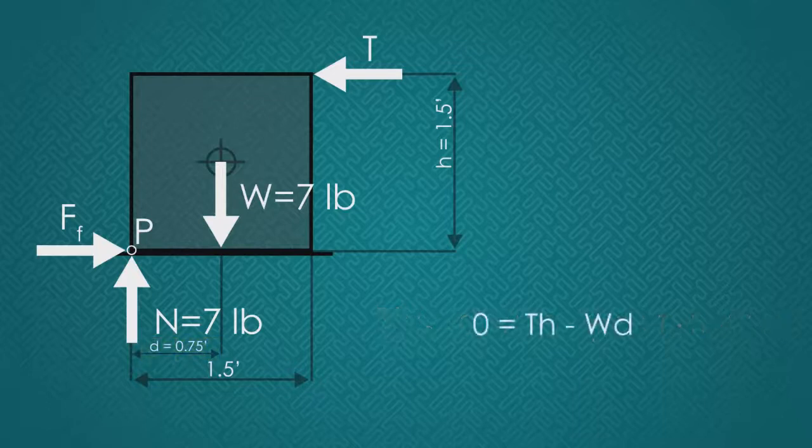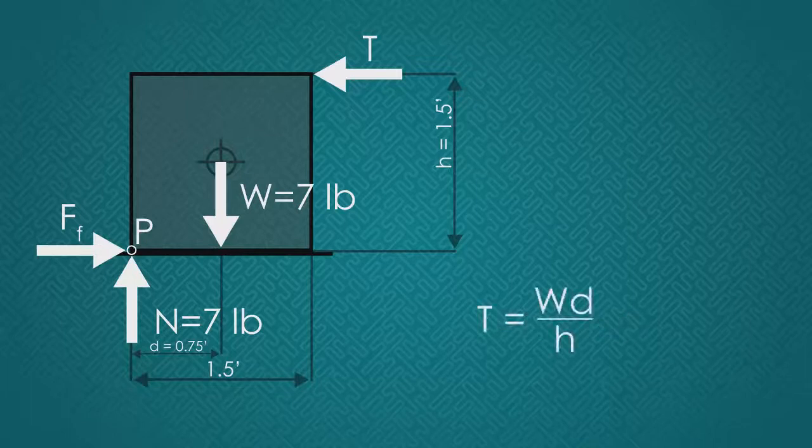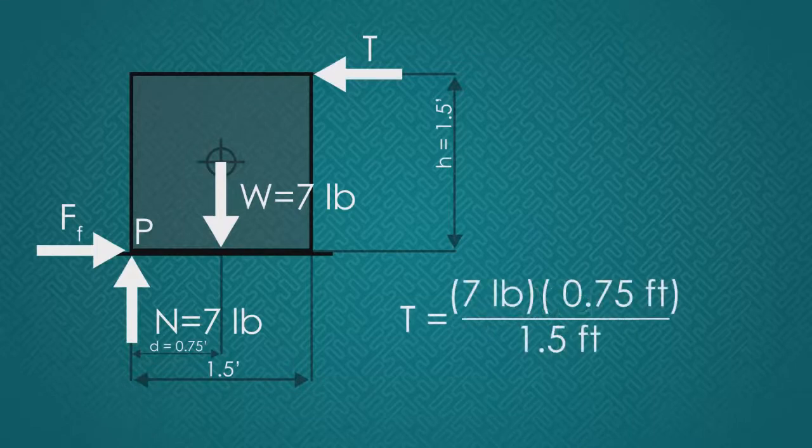Let's simplify the equation and solve for T. You'll use this formula in a class activity. Write it down and be sure to identify the variables. If we substitute the values we know and solve the equation for T, the result is T equals 3.5 pounds. We have our answer. If you push this box and the box doesn't slide, it will tip over if you apply a force, T, that's greater than 3.5 pounds. If we push with a force less than 3.5 pounds, the box stays in static equilibrium.